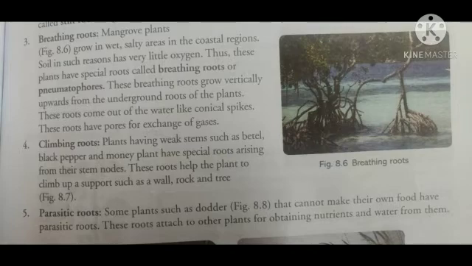Next is the climbing roots. Plants that have a weak stem, such as betel, black pepper, and money plant, have special roots arising from their stem nodes. Next is parasitic roots. Some plants like dodder cannot make their own food. They have parasitic roots, which attach to other plants for obtaining nutrients and water from them. So these are the modifications which are seen in some plants.